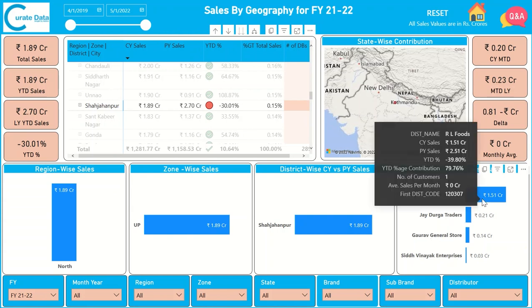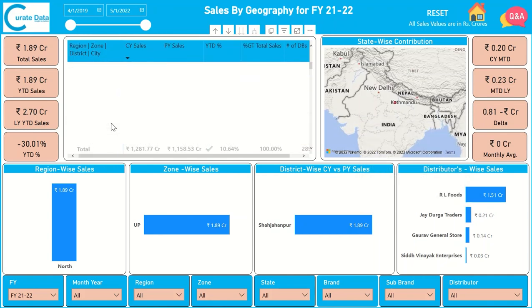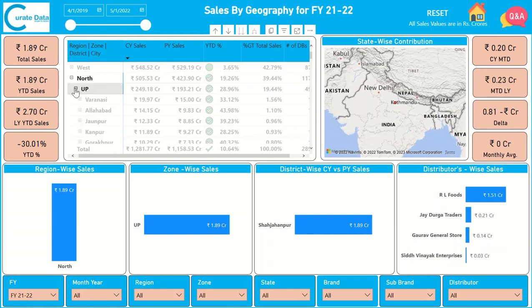You can see for this particular distributor last year it did a business of 2.51 CR. This year it is 1.5. So directly you can see this is my degrowth contributor. So you can see this distributor did less business from last year. So why he did less business, you can see, right? So if you further drill down Shahjahanpur, you can see all the cities, right? So this is how you can analyze any particular city, district, or zone for that matter of fact.